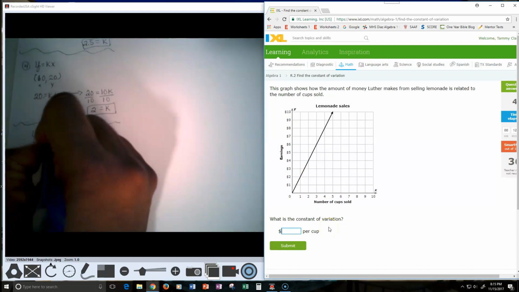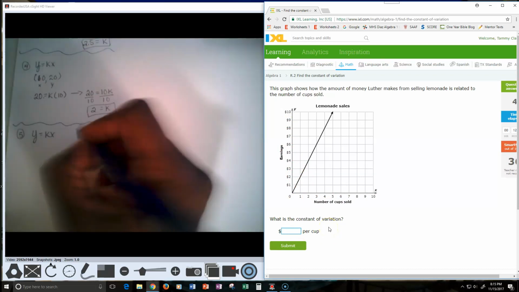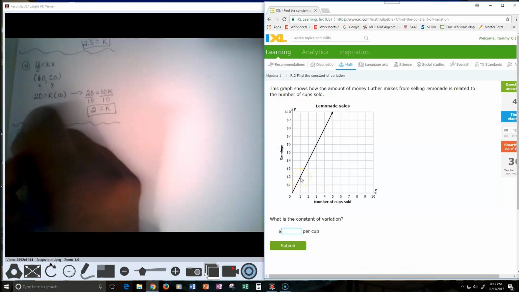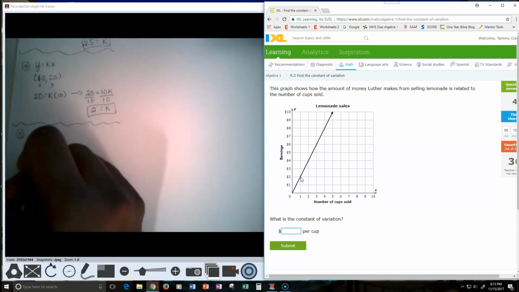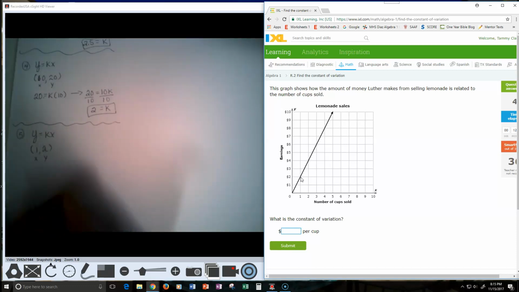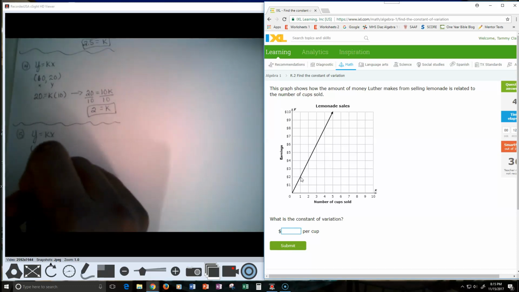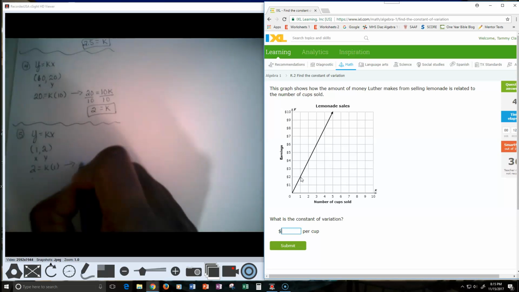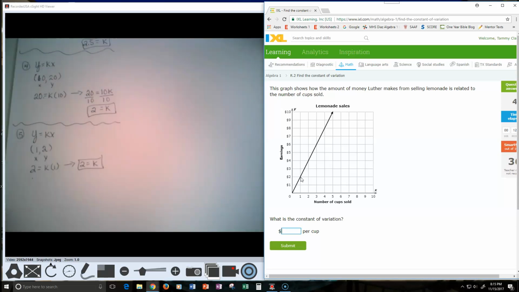Y is equal to K multiplied by X. Pick your ordered pair. I'm going to pick 1, 2. So 1, 2. 1 is X. 2 is Y. Replace 2 for Y is equal to K multiplied by 1. Or you could say 2 is equal to K. And there you have it.